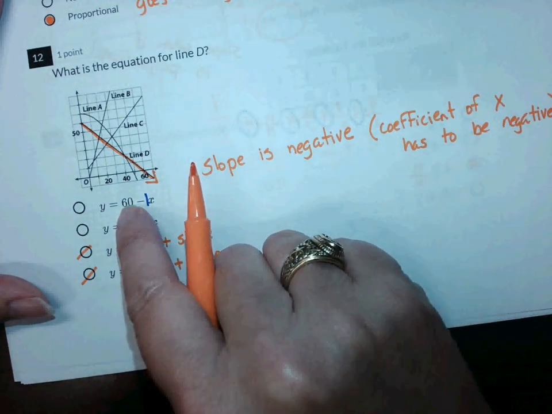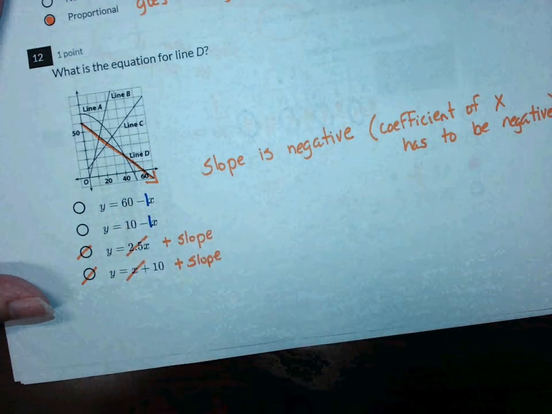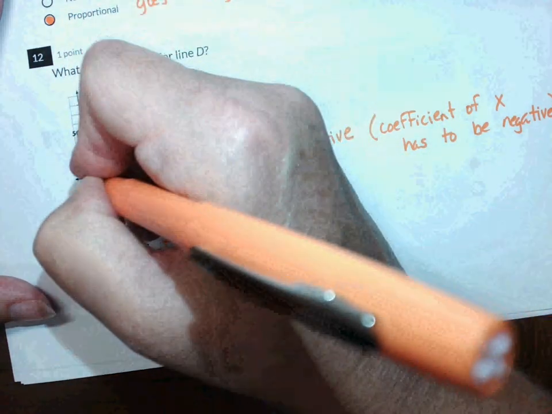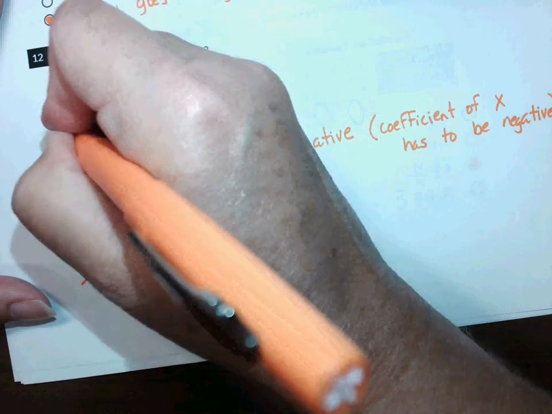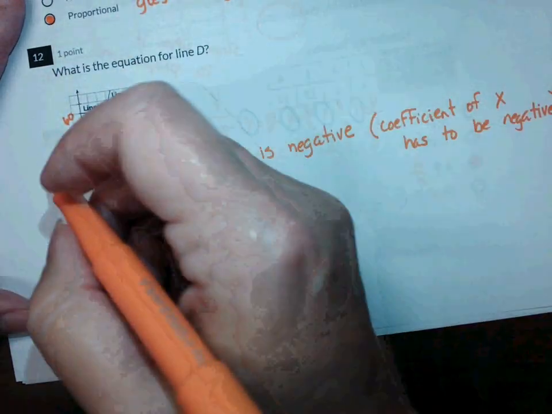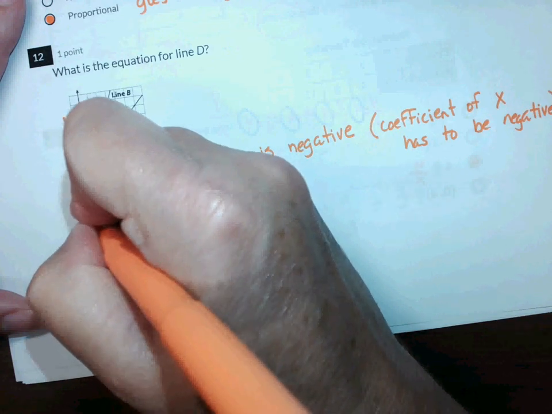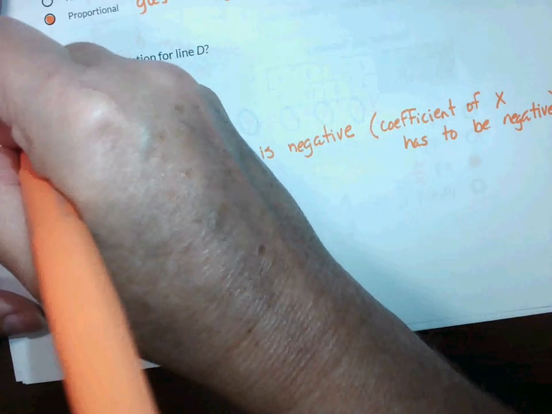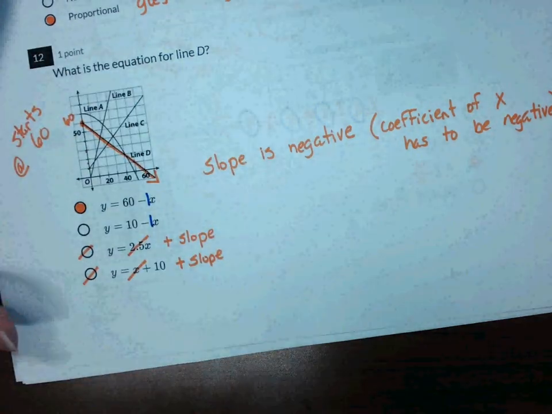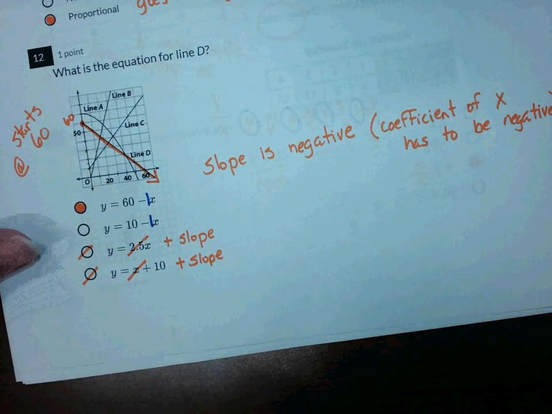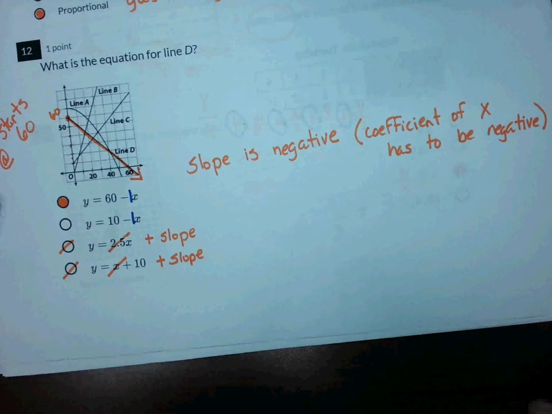Okay? This one, the slope is -1 for both. This one is starting at 60, and this one is starting at 10. When I look at where this thing starts, looks like these are going by tens. 10, 20, 30, 40, 50, 60. This is the one. It starts at 60. All right.